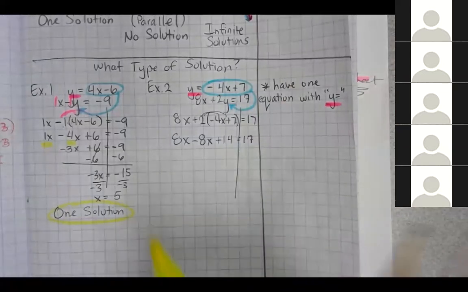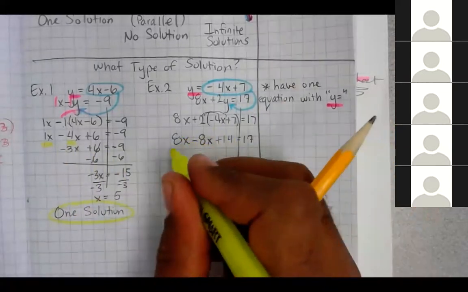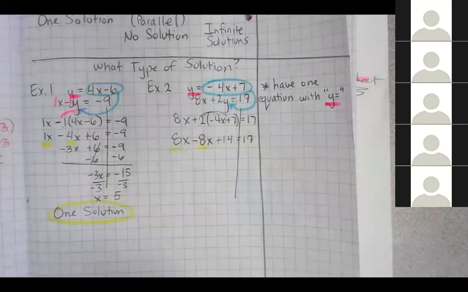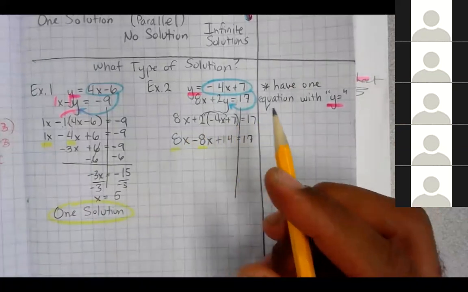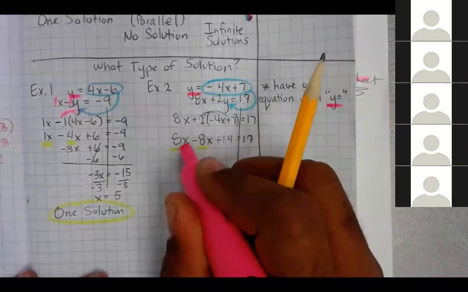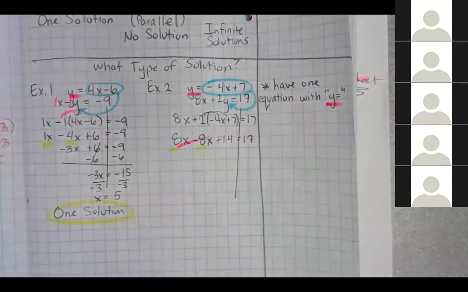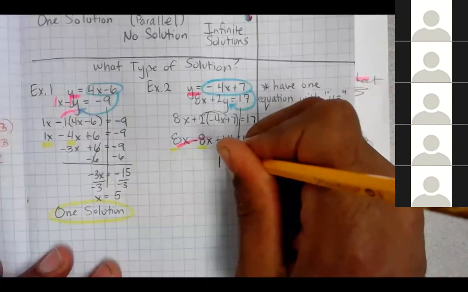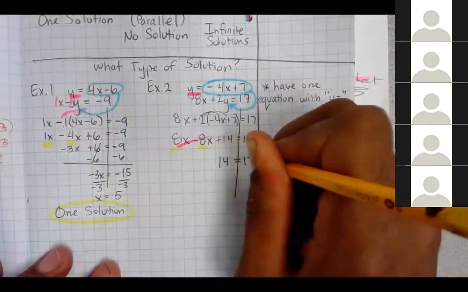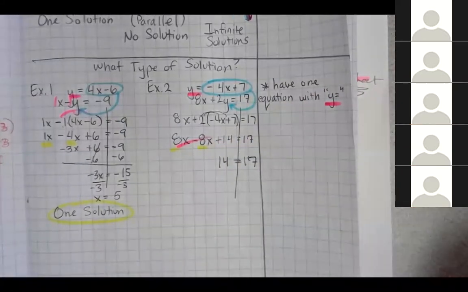Now again, I'm going to combine like terms just like I did over here. 8x minus 8x. And some of you guys might notice already what happens to those two terms. They cancel out because they're opposites. So all I am left with is 14 equals 17. There's no more variables to solve for. So obviously that's a problem.